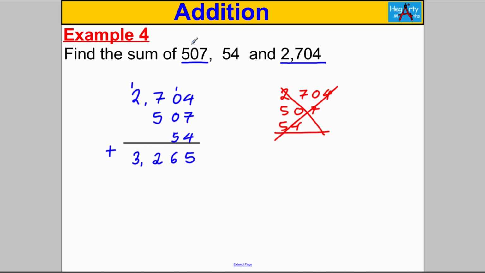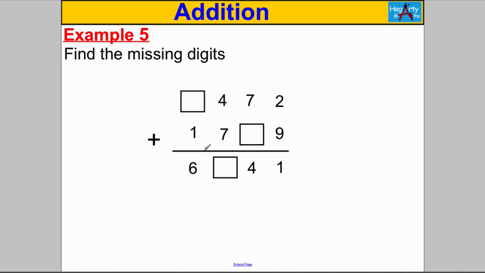Looking back at our numbers here, 500 add 2,700, it's about 3,200. Add the 50s, about 3,250. Our answer seems reasonable. We have sense checked it. Last example. This is a slightly different problem. You're asked to find the missing digits. The column addition's been set up for you.